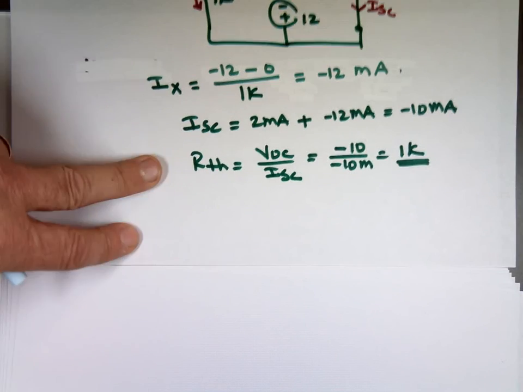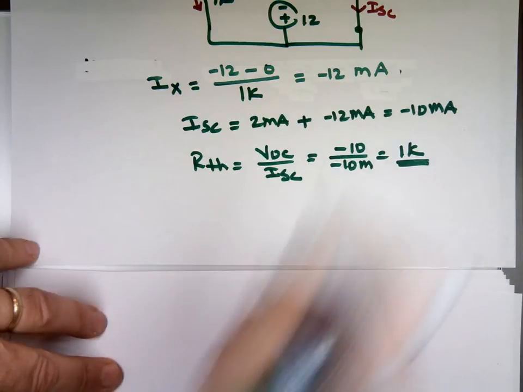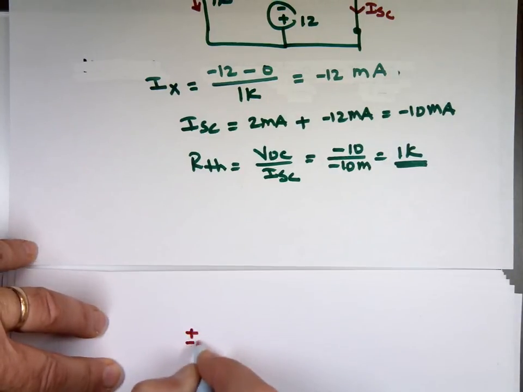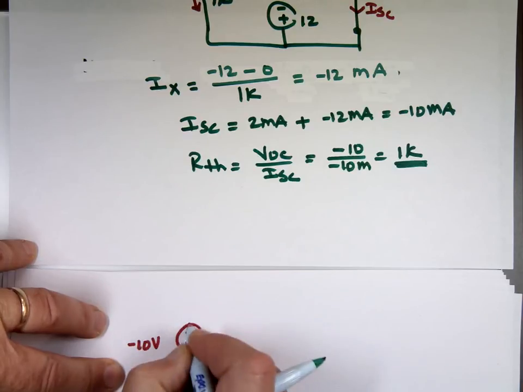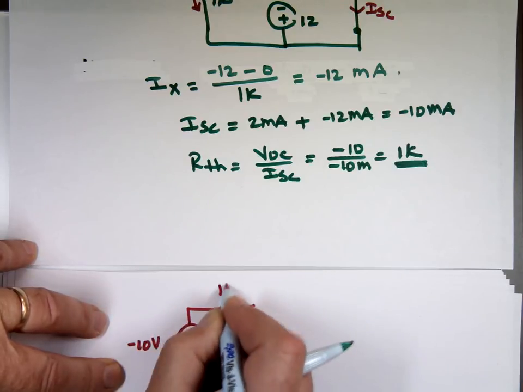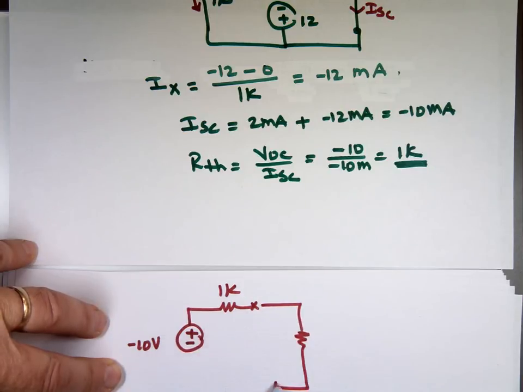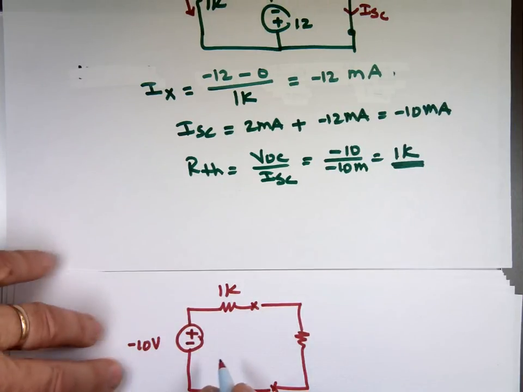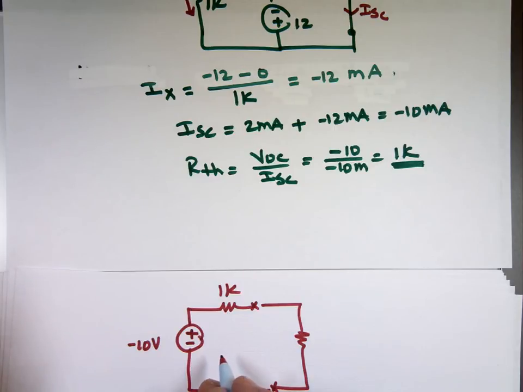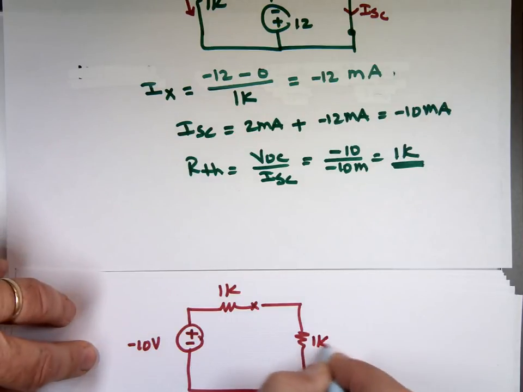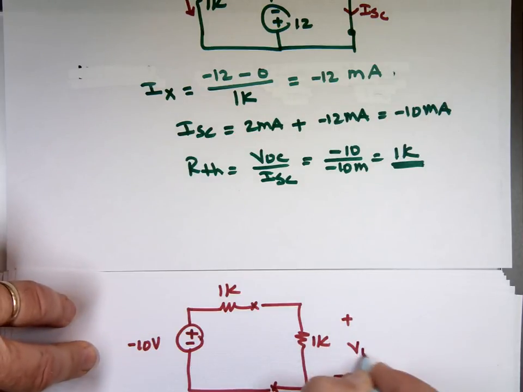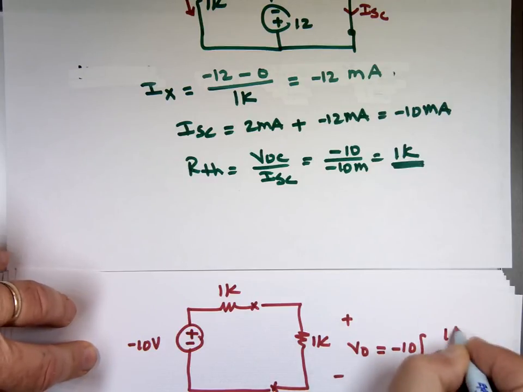So now my equivalent circuit for that is going to be my V open circuit, which is what? Negative 10 volts, or V Thevenin. This is the 1K. And this is the load resistor, which was what? I forgot. What was that resistor that we took out? It's 1K. And the question, what's V out? Voltage division: negative 10, 1K over 2K, negative 5 volts.